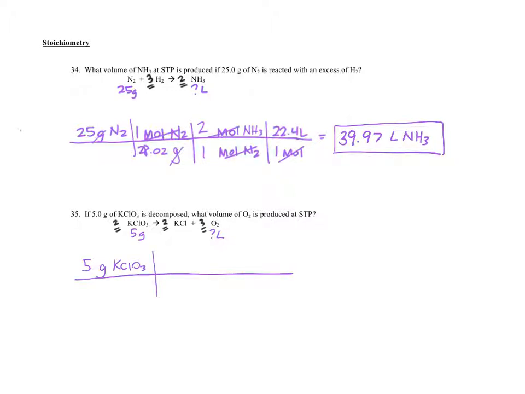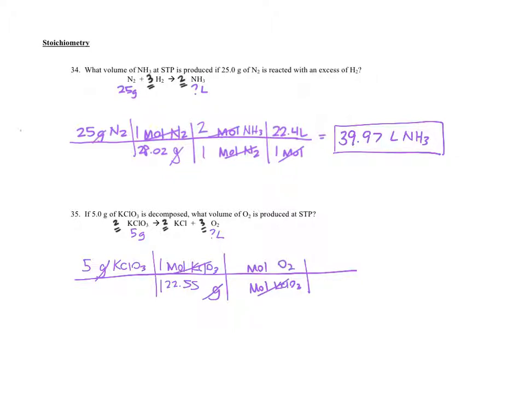I'm starting in grams. First step is I need to get it to moles. So I'm going to use the molar mass of KClO3. Grams goes on the bottom so you can cancel out. The molar mass of KClO3 is 122.55. Now I'm in moles. My next step is a mole to mole conversion. I know that KClO3 goes on the bottom, so I can cancel it out. What I'm looking for, in this case, O2 goes on the top.